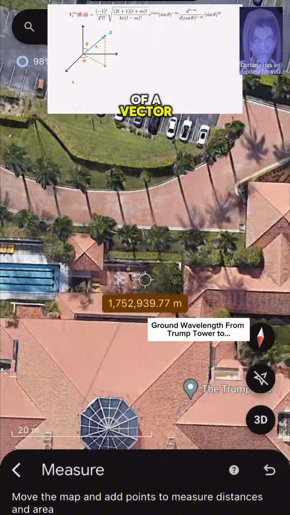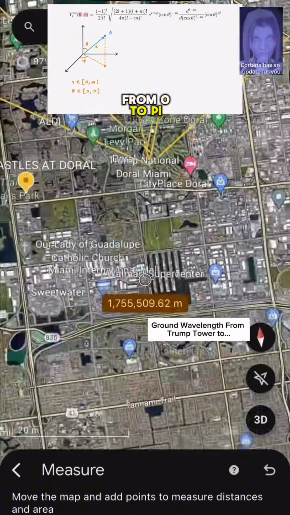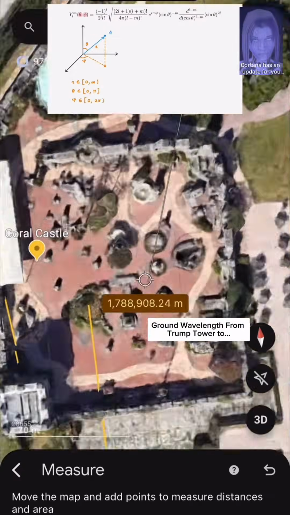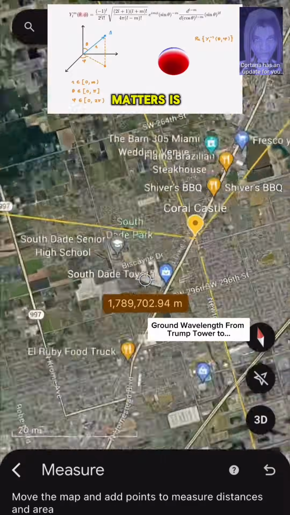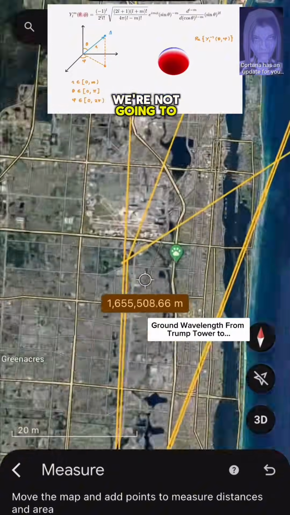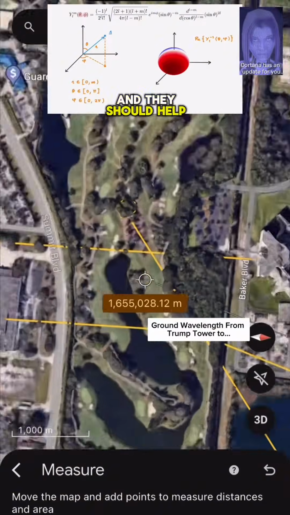r is the length of a vector. It can only be 0 or positive. The angle θ runs from 0 to π, and the angle φ from 0 to 2π. Now this here is an example of how we will plot the spherical harmonics. And now all that matters is how we are representing it. We're not going to plot the coordinate axes in general, but for now, there are these three here and they should help you as a reference.